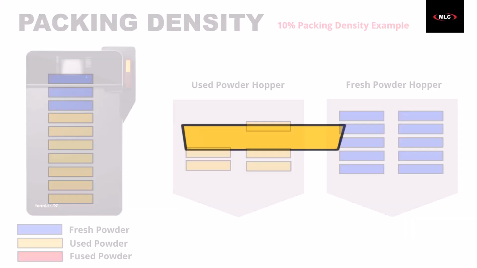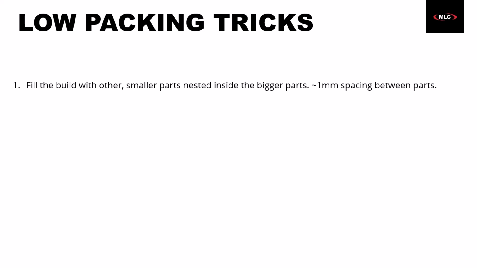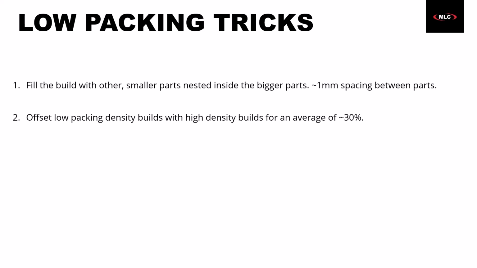But there are a few things that you can do here. The first thing is you can try to find other smaller parts to pack into that build. So with SLS, you can nest parts inside of each other or push them right up against each other. They really only need to be about 1 millimeter distance between parts. So that's one option. The next thing you can do is offset this by coming up with a really high packing density build. So this one may only be 10%, but if we have some builds in the future that are 50 or 60%, our used powder supply is going to balance out, and that's no problem.